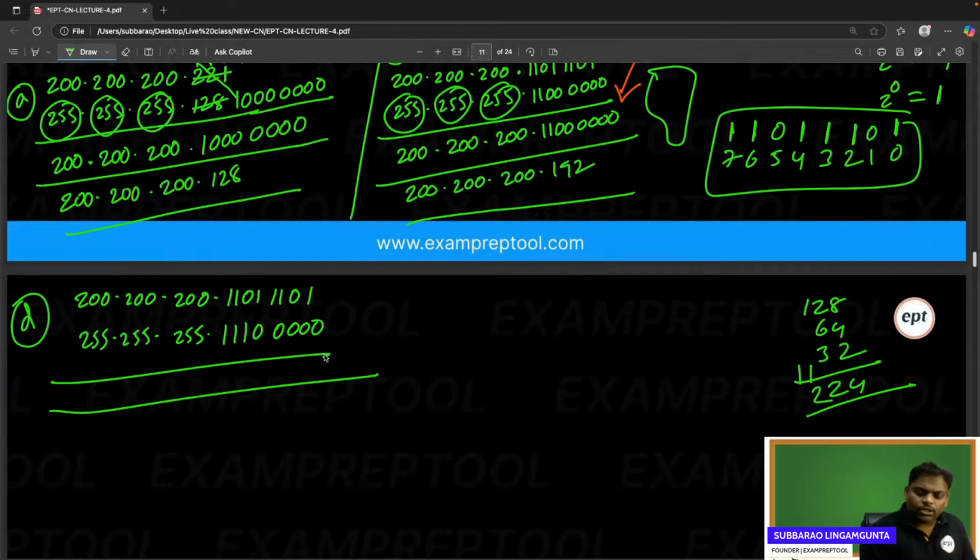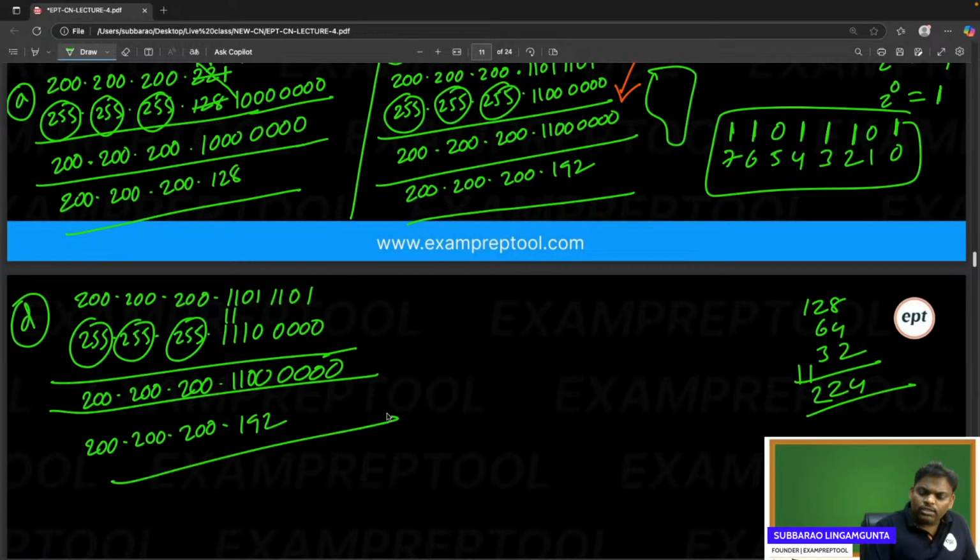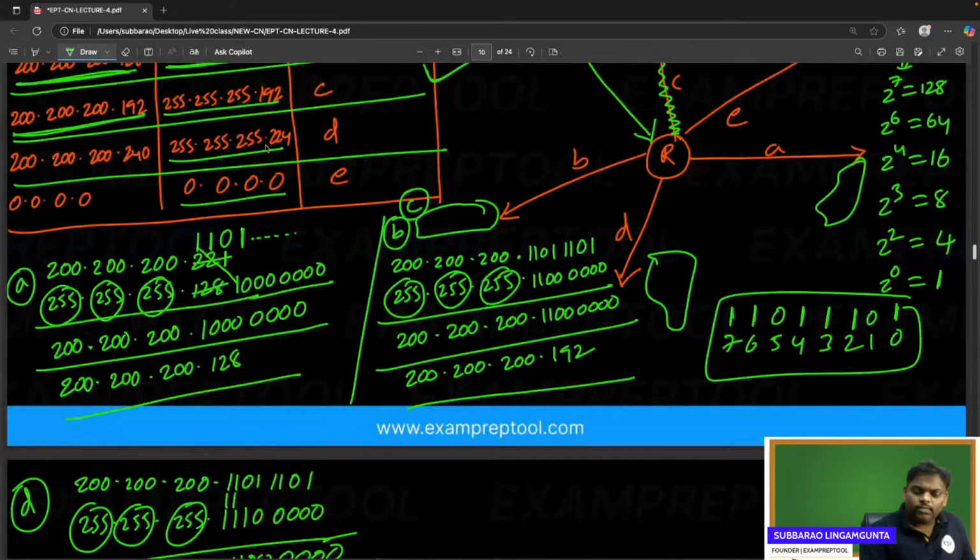Do the AND operation now. All ones AND anything gives that thing. So I think 11 will come, and the remaining, not 111, only 11. In an AND operation, if both are ones, then the result is one. It will go to 200, and it is going to be 192. So is it matching? Verify. Is it matching 224? No, it is not. So D fails.